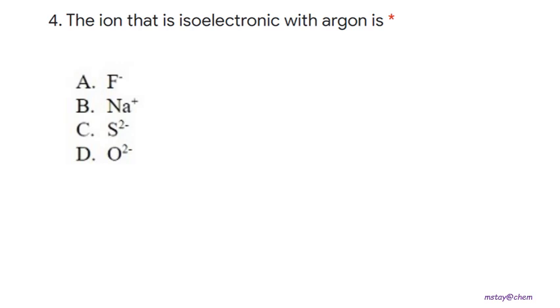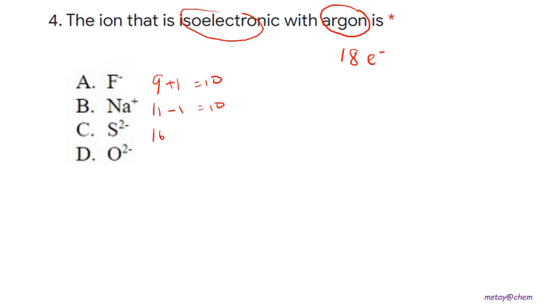The ion that is isoelectronic with argon. So again, argon has 18 electrons. So iso means that they have the same number of electrons as argon. Fluorine proton number is 9, 9 plus 1 equals 10. Sodium 11 minus 1 equals 10. Sulfur 16 plus 2 equals 18. So the answer is C.